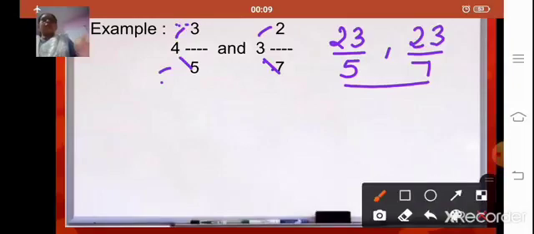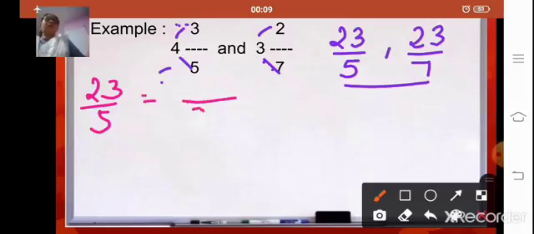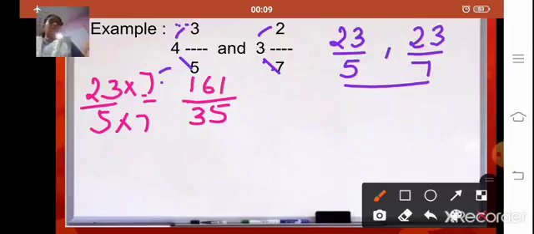Now 23 upon 5. If you have to make the denominator 35, 5 multiplied by 7 is 35. The numerator will also be multiplied by 7. So 23 into 7 will give you 161 upon 35.